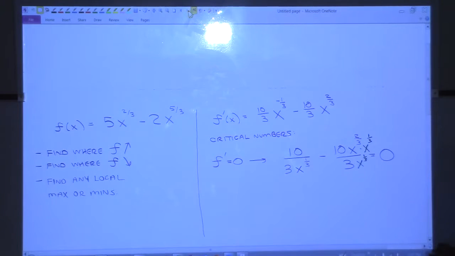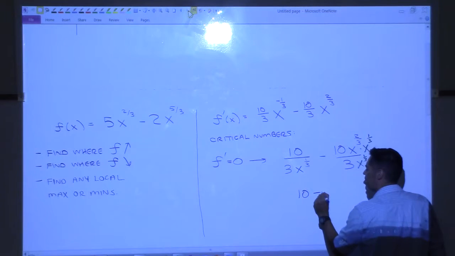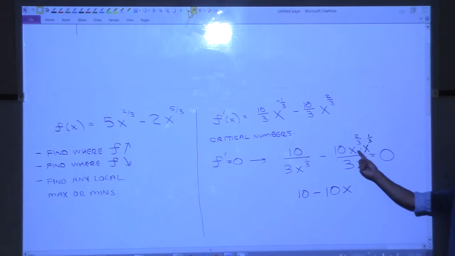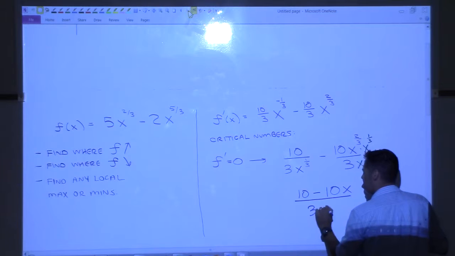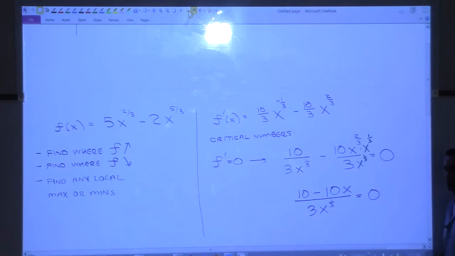It's going to make this a nice number up here when we put those together. So our new numerator is 10, take away 10 and just x, because these two multiplied, add the exponents. 2/3 plus 1/3 is 3/3, and that's 1. So that's nice. And then we have all of that over our common denominator, which equals 0, right?